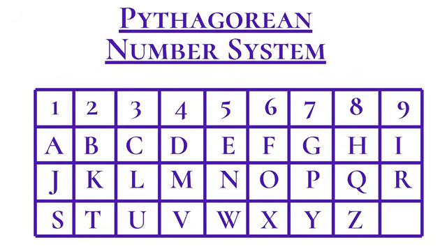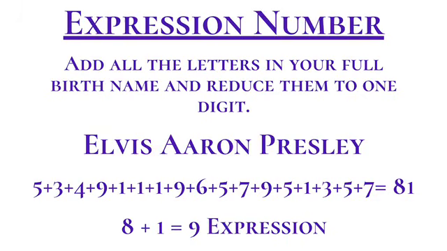So basically all letters in the alphabet have the energy of a number. And if you look at this chart, you can figure out what number each letter has the energy of. So A has the energy of a number 1, B has the energy of a number 2, C has the energy of a number 3, and so on and so on. So for the expression number, all you have to do is add all of the letters in your full birth name, so the first, middle, and last name on your birth certificate, and reduce them down to 1 digit.